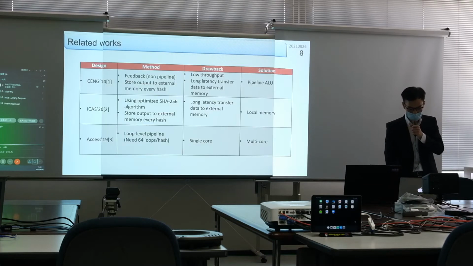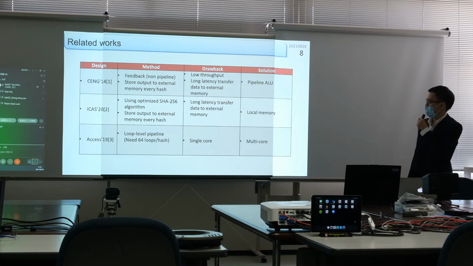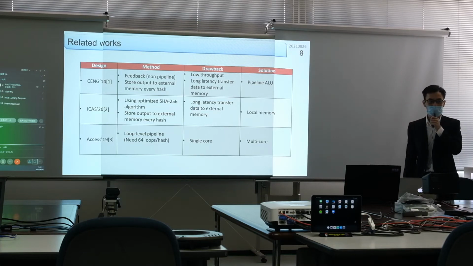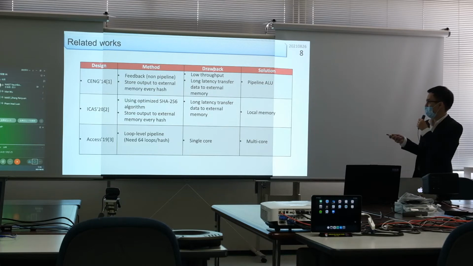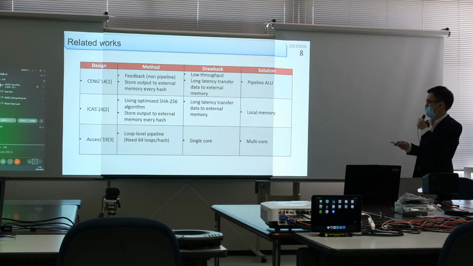Next I will overview some related work. The first one uses the feedback line. This means they use only 1 PE and repeat in 64 loops to produce a hash, and it leads to low throughput. Also, they store the output to the external memory for every hash, and it leads to high latency transferring data to the external memory. To try to solve the problem, we decide to highlight RAU.